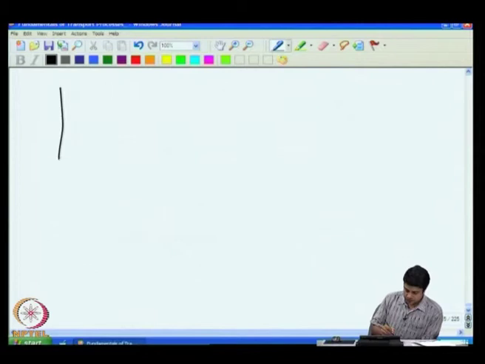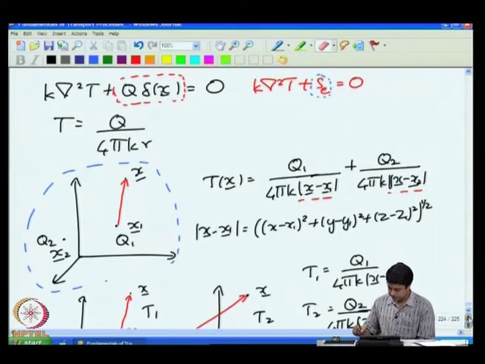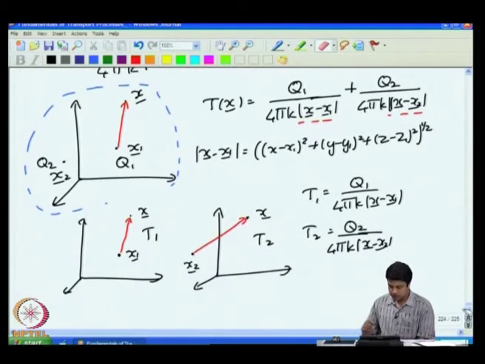I could very well do exactly the same thing for any number of sources. Note that this procedure will not apply if you have sources of finite size. If you have sources of finite size, this procedure will not apply. This procedure applies only for point sources, and that is the big advantage of point sources. That is the reason that we defined our delta functions, gave a definition of the solution for the delta function source, because this linear superposition principle will apply only for point sources.